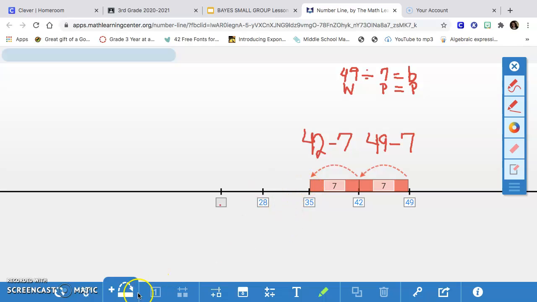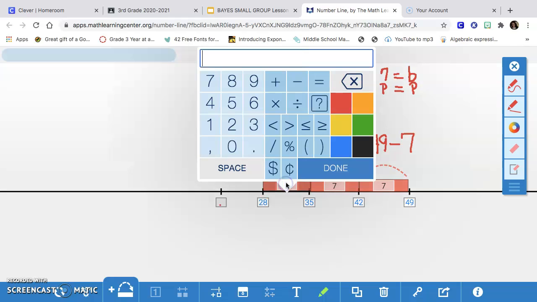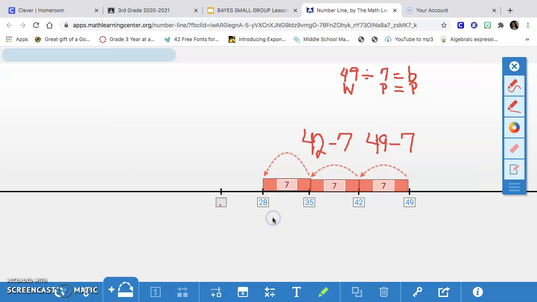So I'm going to go ahead and put another hop there. And that's going to go back 7 also. So on the number line, this is just looking exactly like what it would look like if we were doing it with repeated subtraction. So let's scoot that down just a little bit. My hops look bigger, but it shouldn't be. But it does look it.